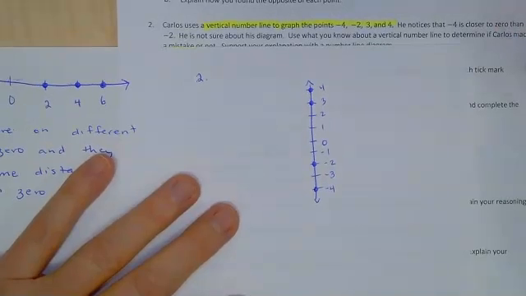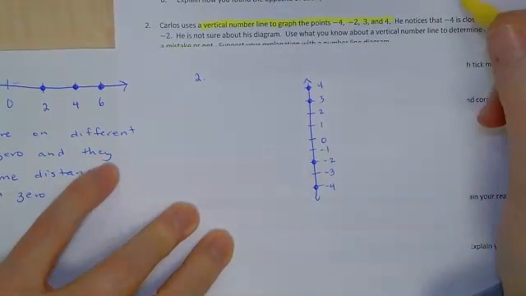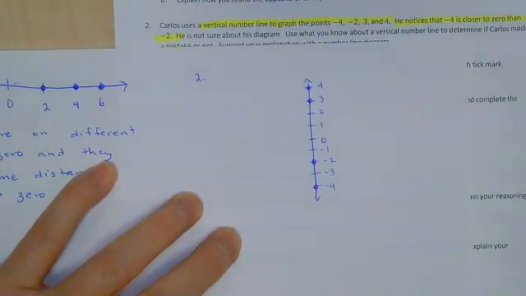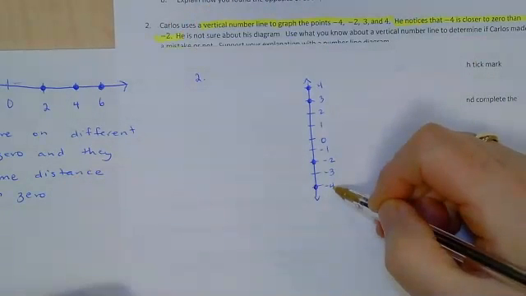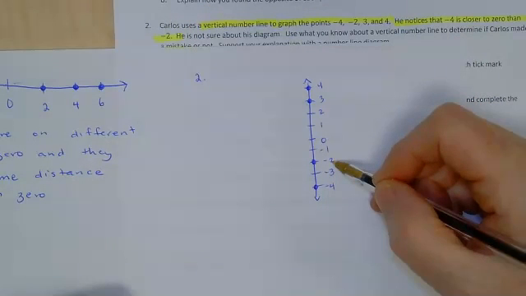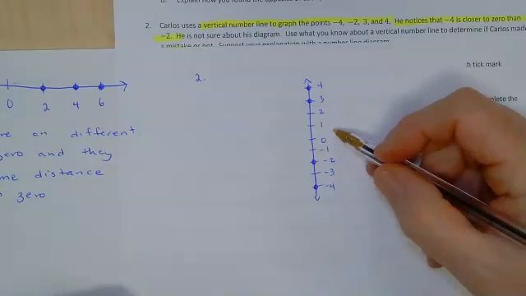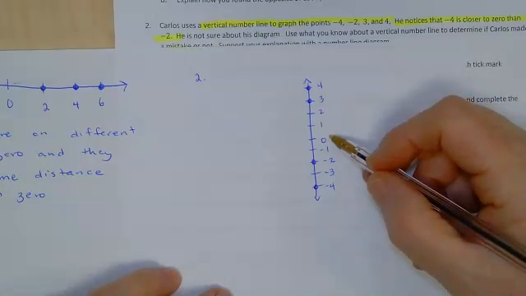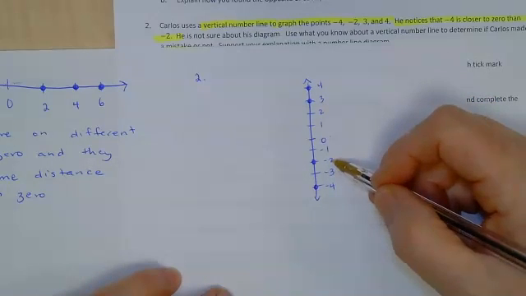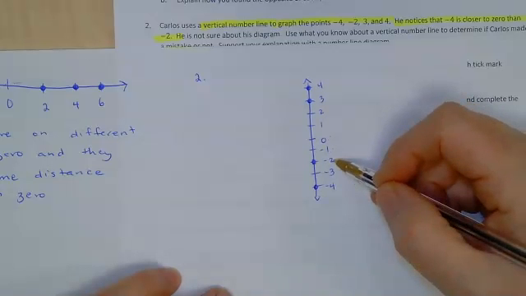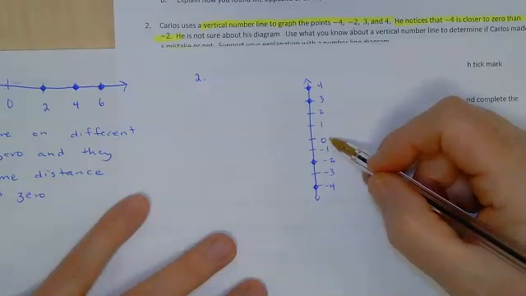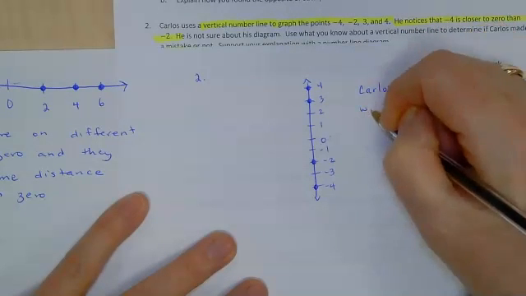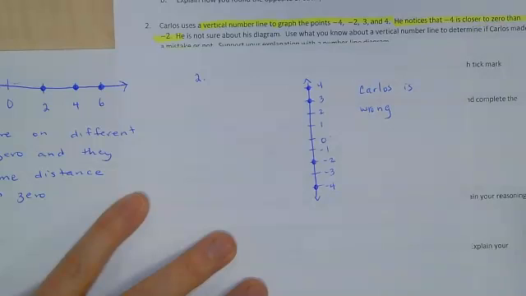But here's the question. When Carlos drew it, he notices that number 4 is closer to 0 than number 2. So is -4 closer to 0 than -2? No, it's not. So his drawing is wrong. Remember, -2 is 2 spaces away from 0, and -4 is 4 spaces away from 0. So we're going to say Carlos is wrong. Okay?